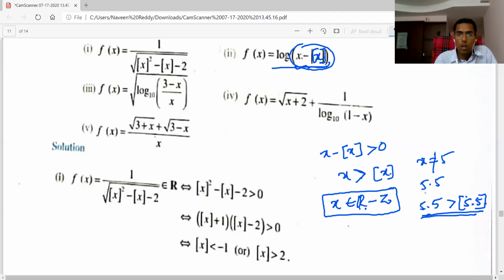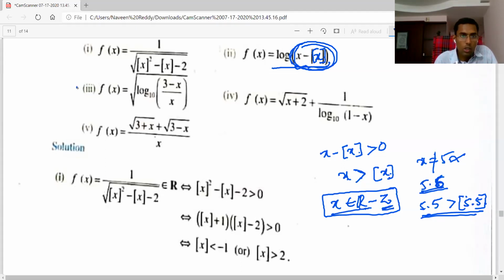Okay, this one, log of x minus integral part of x. So x minus integral part of x is greater than 0, because inside the log whatever is there should be positive. So x is greater than bracket x. This is possible only when x is a real number. If you put an integer, like 5, you will get 5 equal to 5, so it will not satisfy. If you put 5.5, 5.6, whatever, then this becomes 5. So therefore any real number but not an integer.